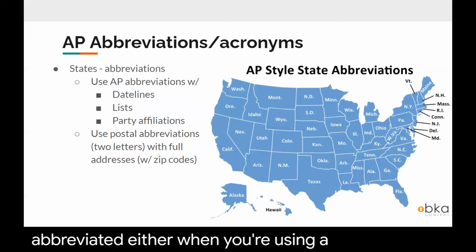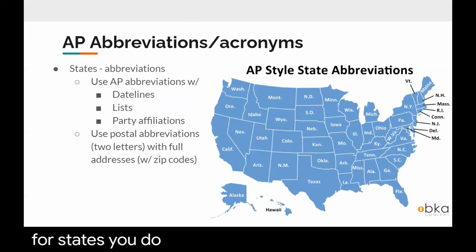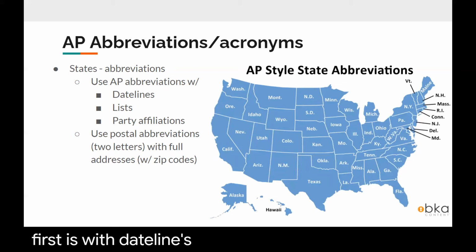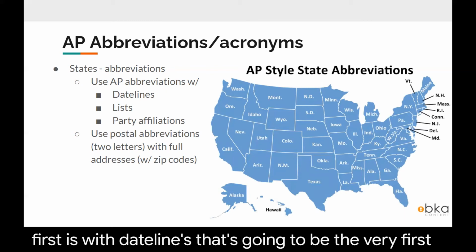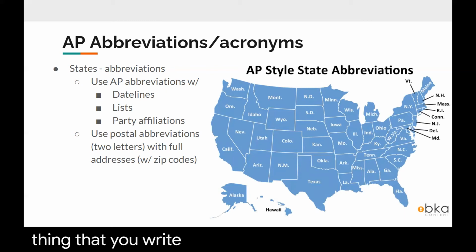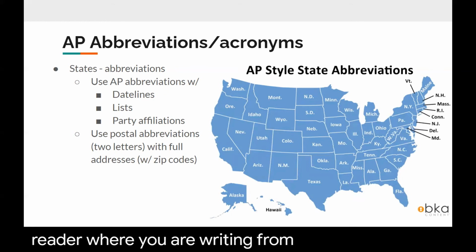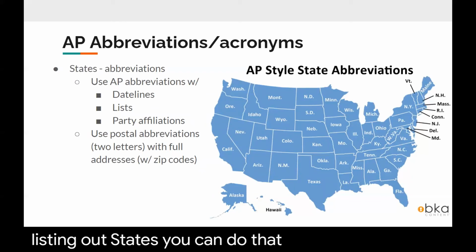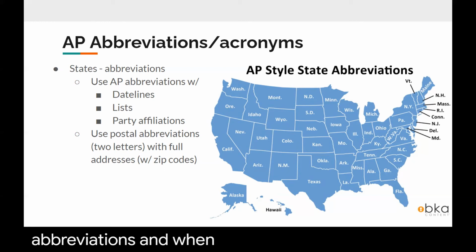When you're using abbreviations for states, you do so for three primary reasons. The first is with date lines. That's going to be the very first thing that you write in your copy, which tells the reader where you are writing from. And you're going to use the AP abbreviation to do that. When you're listing out states, you can do that through abbreviations. And when you are addressing a political figure's party affiliation, you would also want to use their state.